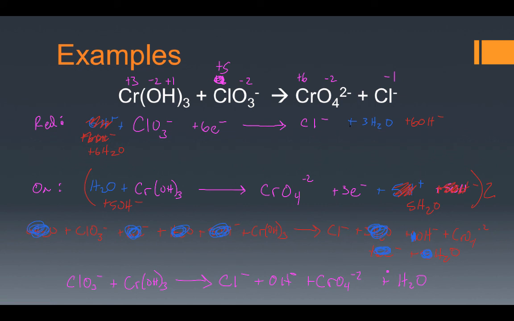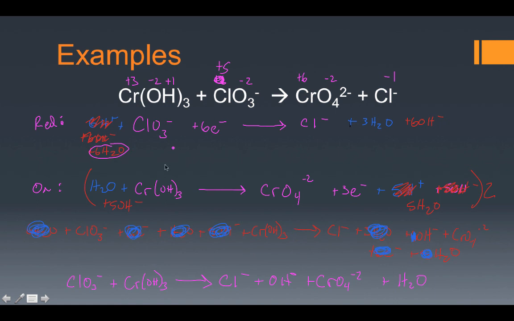So here's the work that I ended up doing. Again, I started by assigning oxidation numbers. I recognized that the chlorine is reduced and the chromium is oxidized. I balanced by adding in waters and H pluses in blue on both parts. I canceled those out by adding in the corresponding number of hydroxides to both sides in both cases. Those hydroxides cancel to form waters here.